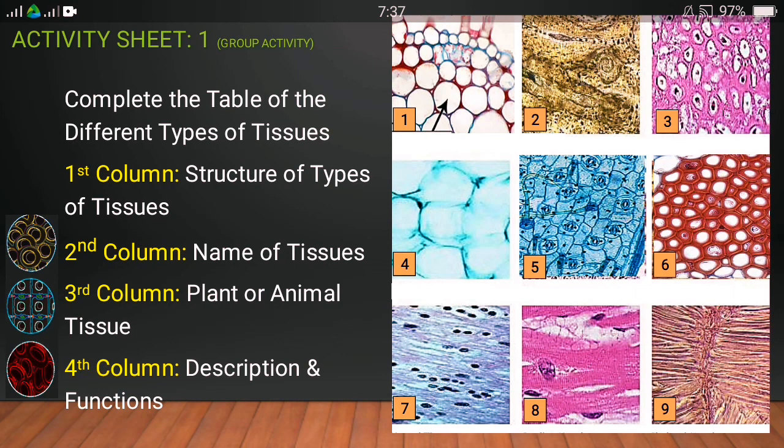This is your activity sheet number 1, group activity. You're going to complete the table of the different types of tissues. First column, you're going to illustrate the structure of types of tissues. And then second column, you're going to name the following tissues. And the third column, you're going to write whether it is plant or animal tissue. And then the fourth column, you're going to describe the following tissues.